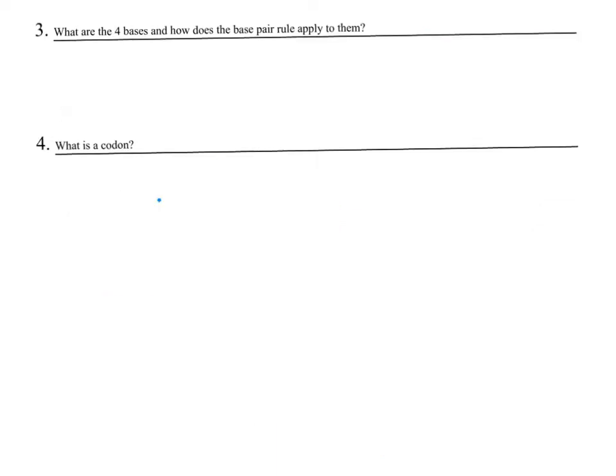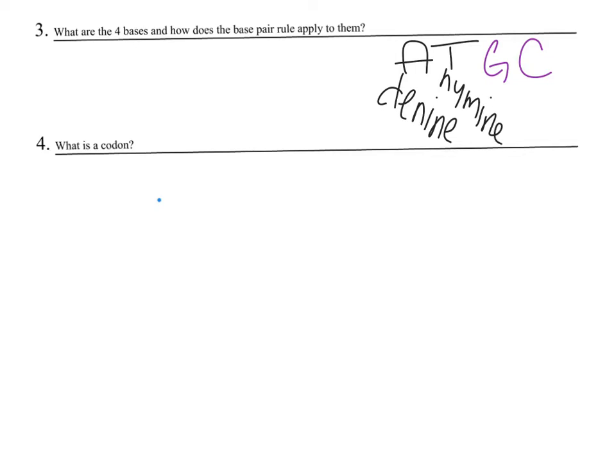Number 3, what are the 4 bases and how does the base pair rule apply to them? Now, if you can remember, sorry, it's getting late, there's an acronym that will help you to recall each base, okay? And that acronym is All Teachers Go Crazy. Now, if you notice within this acronym, we have 4 letters, and those 4 letters represent each base. The A obviously goes for adenine, the T with thymine, the G with guanine, and the C with cytosine.